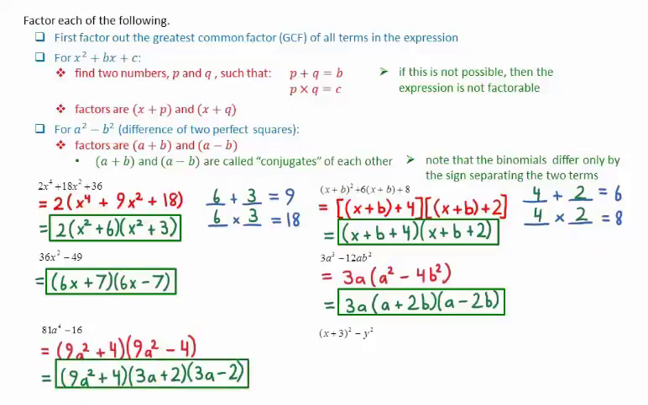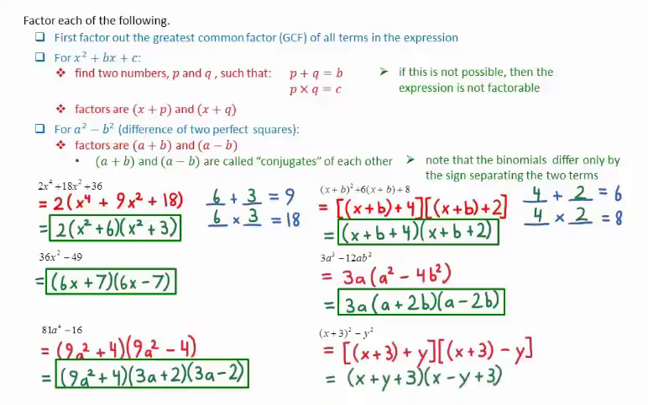Our final question here, again, we have a difference of squares. Here, the first square has a square root of x plus 3, and then for y squared, the square root is y. We then have x plus 3 plus y and x plus 3 minus y. Again, we can simplify this a little bit to x plus y plus 3 and x minus y plus 3.